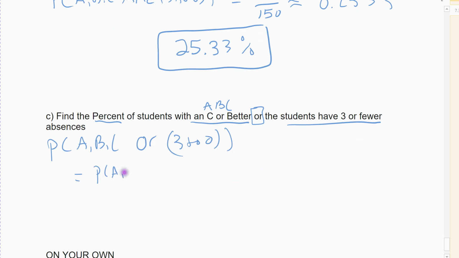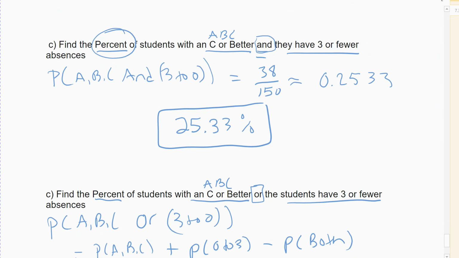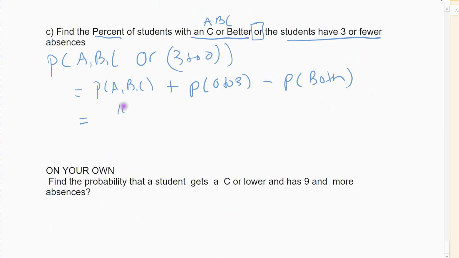So first find how many had an A, B, or C, the probability they had an A, B, or C. Add to it the probability they missed 0 to 3 days, minus any overlap, the chance they had both of those, which actually was in the last problem. First though, I need how many A's, B's, and C's. So 16, 38, and 46 are all of my A's, B's, and C's. So I add all of those up. That's 100. So 100 students had an A, B, or C out of 150.